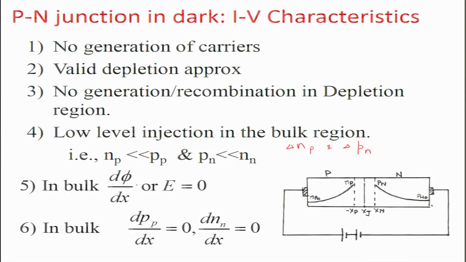In the bulk of the semiconductor, the electric field is equal to 0, because of the flat band condition, and in the bulk we also have the carrier concentration as a function of distance in both p and n side. For the majority carrier the variation is equal to 0, because the majority carrier concentration remains unperturbed. However, the minority carrier concentration looks something like this. So this should be minus Wp, this is plus Wn, and this is the junction.